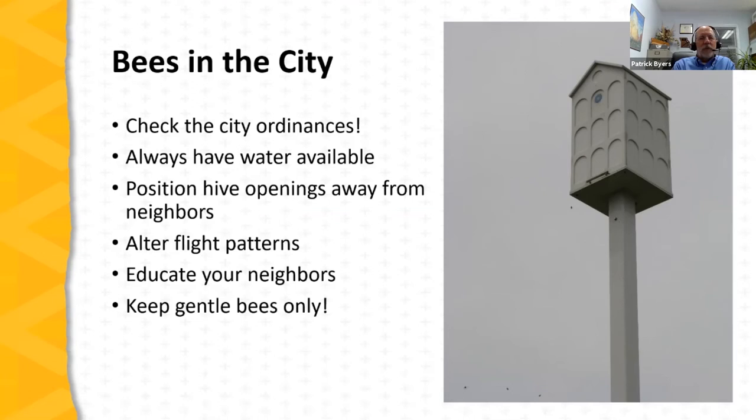Position hive openings away from the neighbors. If possible, turn hive openings to the center of your property rather than towards the neighbors. Do what you can to alter flight patterns. As I mentioned before, if you place a barrier in front of the hive, it'll force the bees to fly up and gain altitude as they move out on their foraging flights. Educate your neighbors. Invite them over to check out your hives and share with them some honey and just talk about bees and how exciting and how interesting they are and how valuable they are from the standpoint of pollination. And before long, who knows, you may make some converts, and pretty soon your neighbors will be keeping bees.